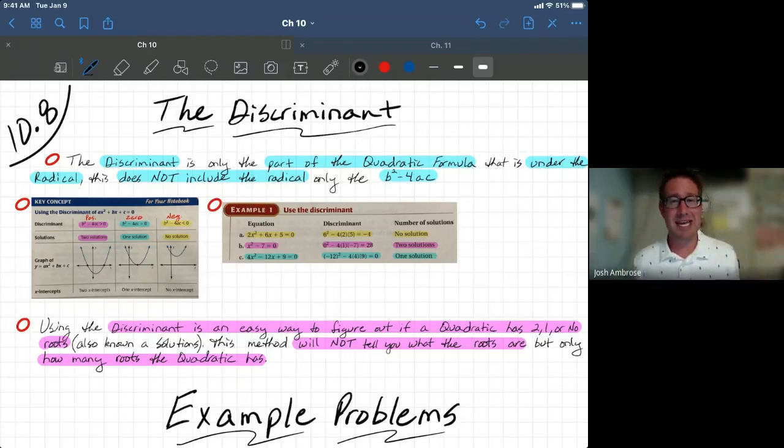We are in section 8 today, officially ending chapter 10. This is the last section of chapter 10. This section is all about the discriminant, okay? And the discriminant is actually something that you have already learned about unknowingly, all right? So here's what I mean by that.